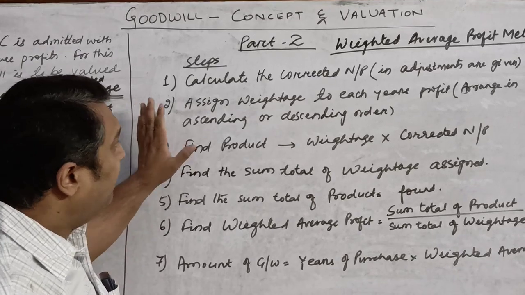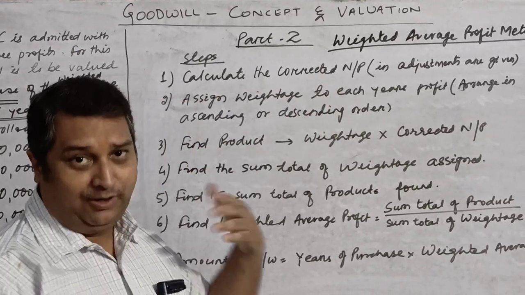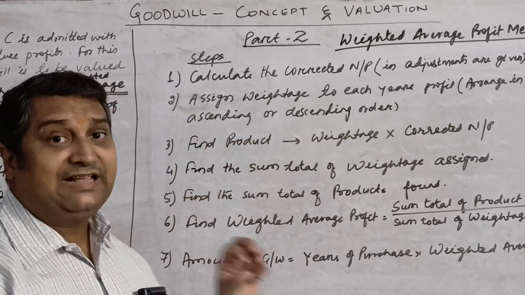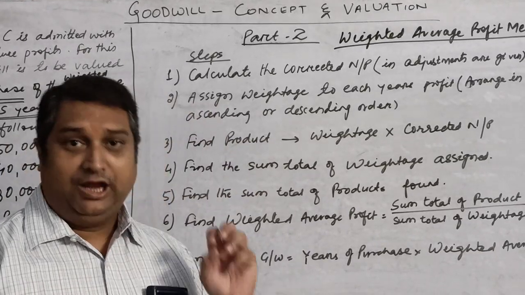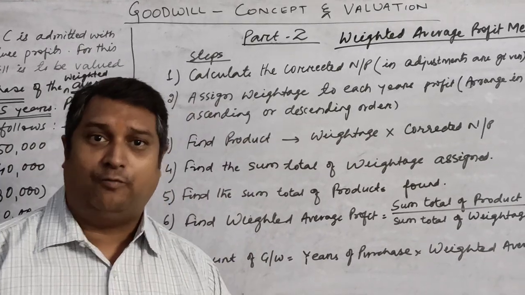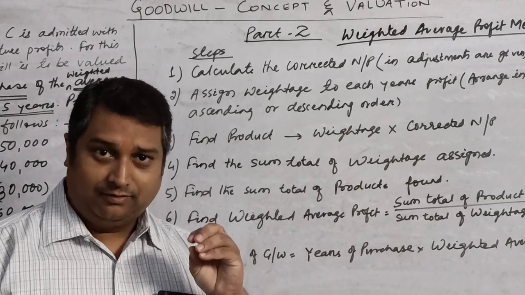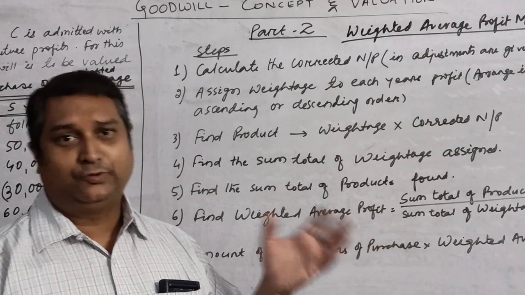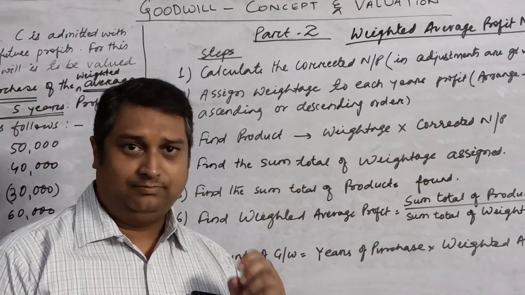Second, after the corrected net profit or the reported profit which has been mentioned has been written down, then we will assign a weightage. If the question has already informed you the weightage for the specific years, then you are supposed to follow the same weightage.